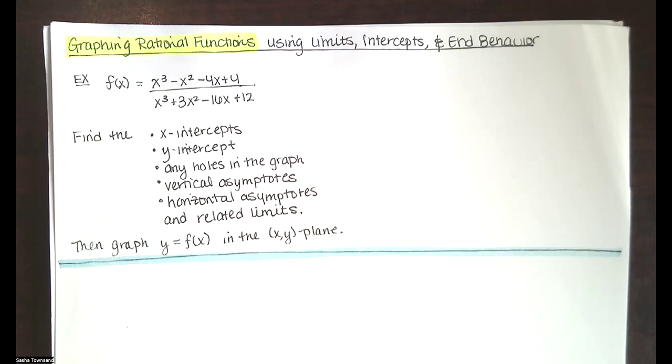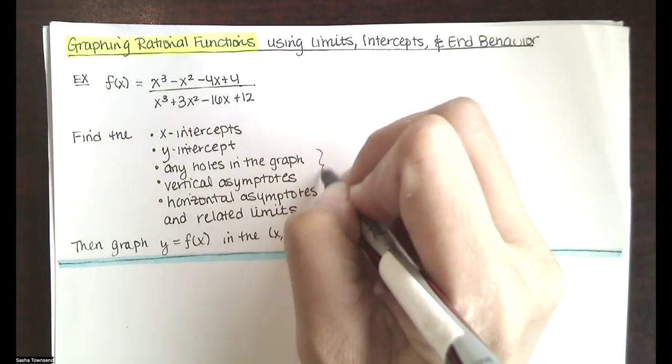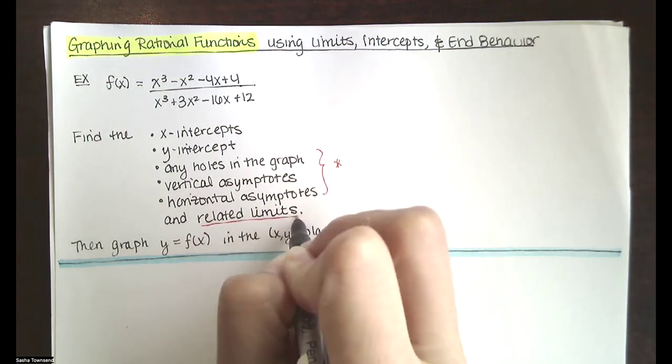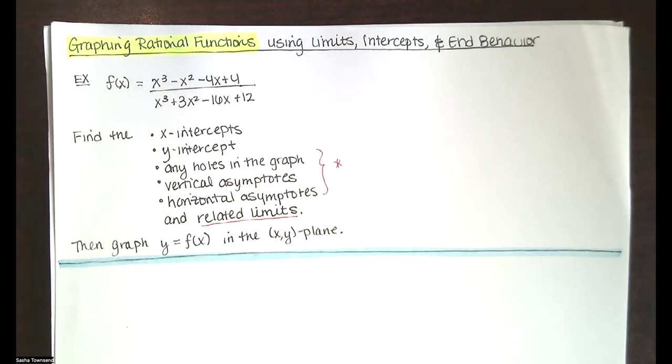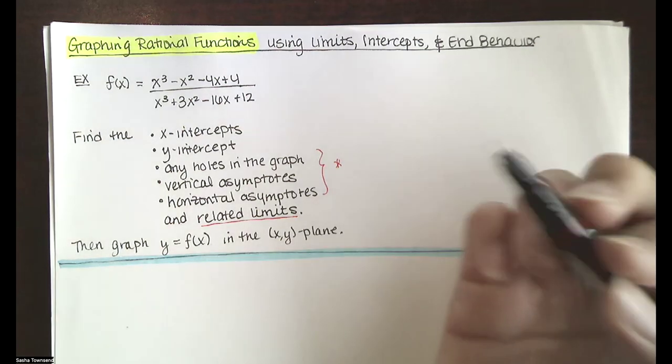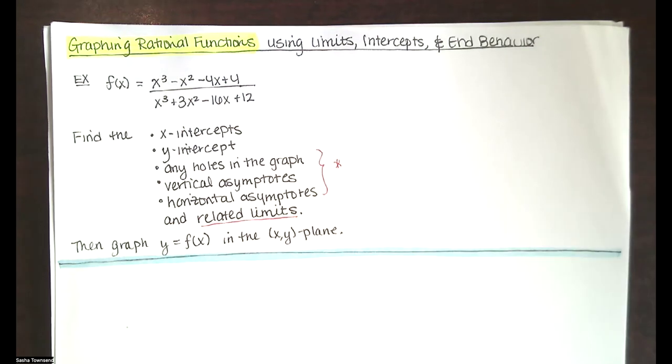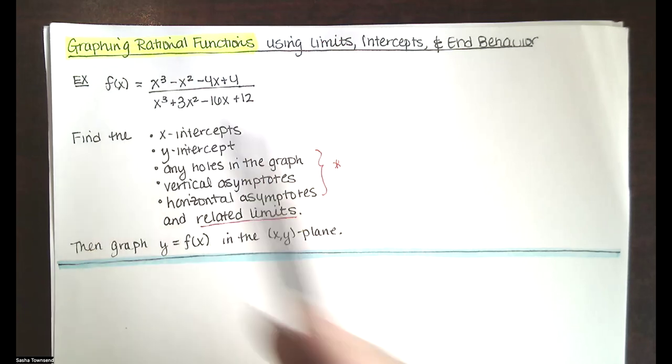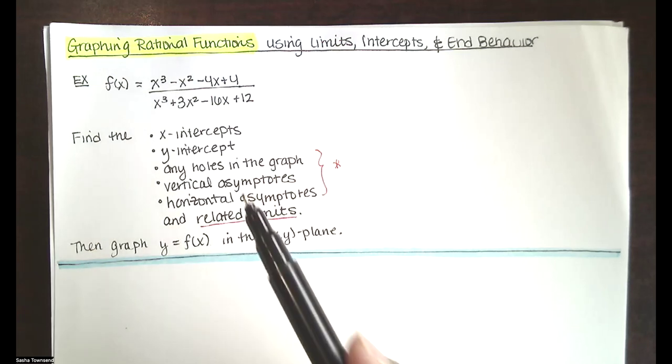For these last three, we're going to find the related limits, because we know that vertical asymptotes, horizontal asymptotes, and holes are related to the limits of the function. Then we're going to use all of that to graph the function in the xy plane. To start, let's talk about the x and y intercepts. The x-intercepts are just where the graph crosses the x-axis.